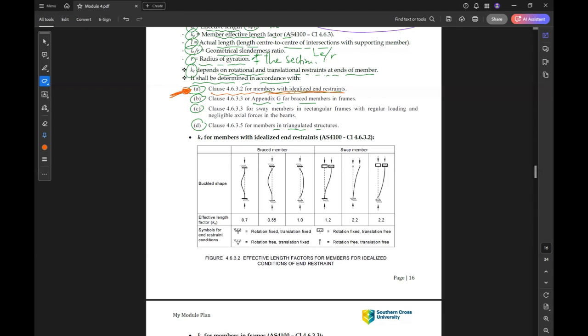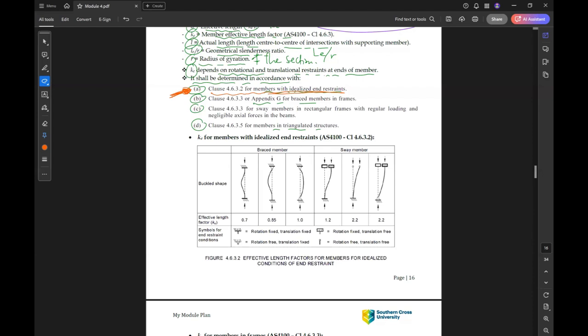There are various methods to find the value of KE. Again, KE in general is, if we have a column, we have different buckling modes. So KE is the factor that gives us the buckling length of the member. For example, if we have this member here, this is L effective, so L effective equals KE times L. In this case, because the buckling happens over the whole length, KE can be 1.